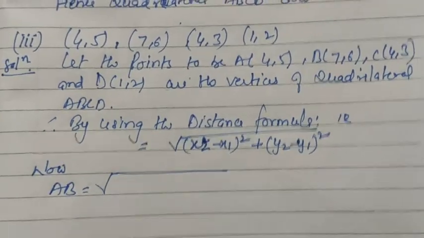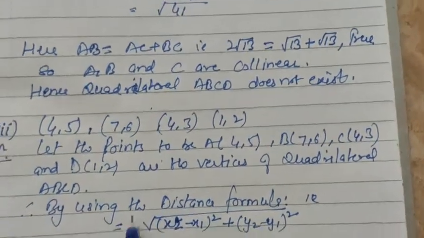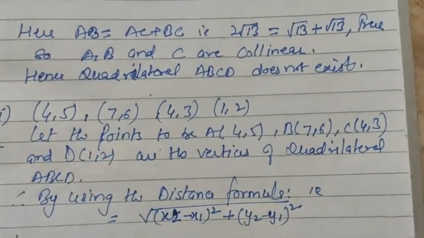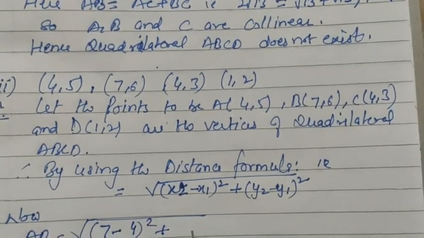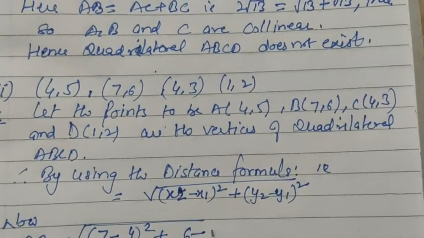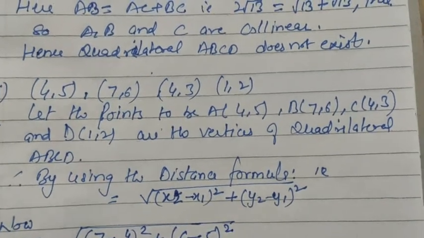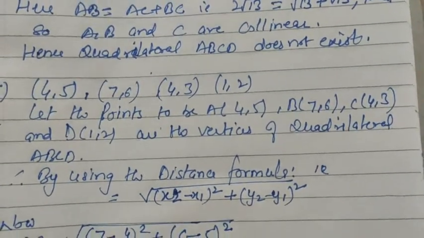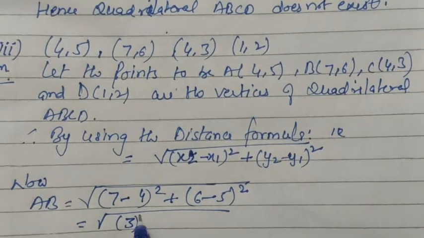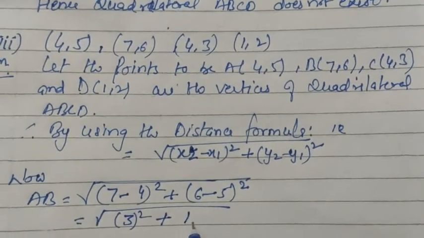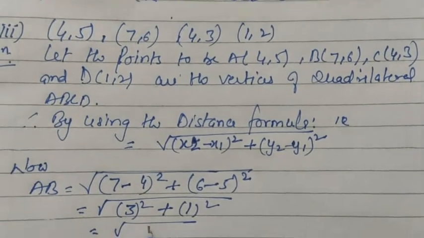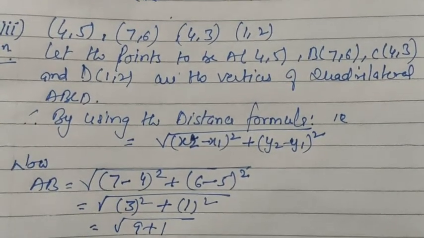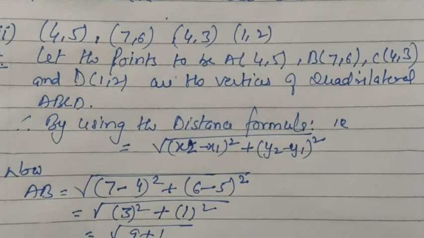So now AB, that is the square root of (x2 minus x1) squared plus (y2 minus y1) squared. You can see x2 we have 7, so this will be 7 minus x1, that is 4, 7 minus 4 squared, plus y2, that is 6, minus y1, that is 5, whole squared. So this will be 7 minus 4 becomes 3 squared plus 6 minus 5 becomes 1 squared. So 3 squared becomes 9, 9 plus 1 will be 10, under root 10. So we have AB as under root 10.